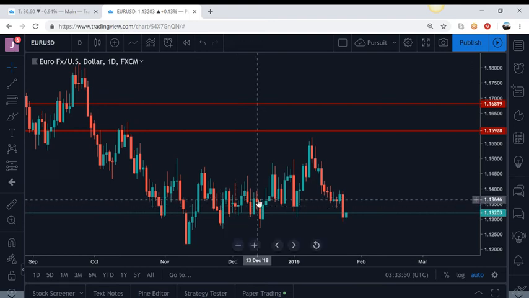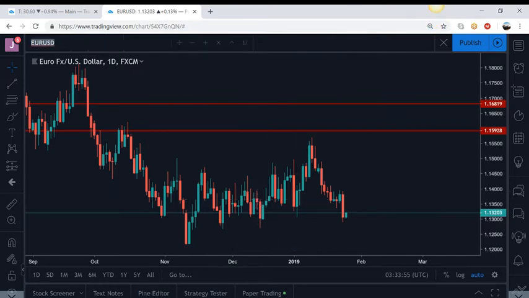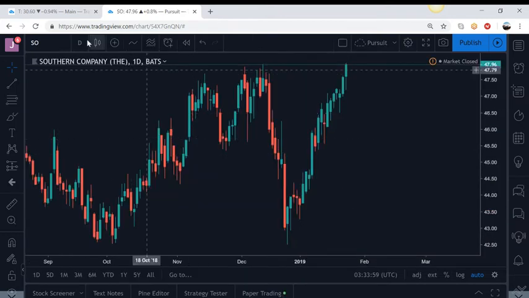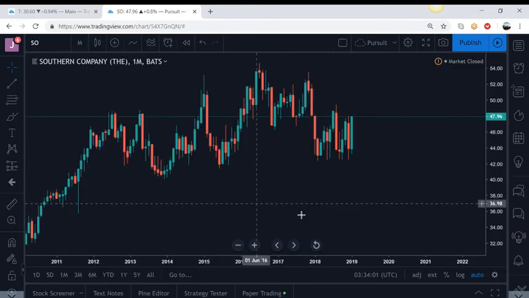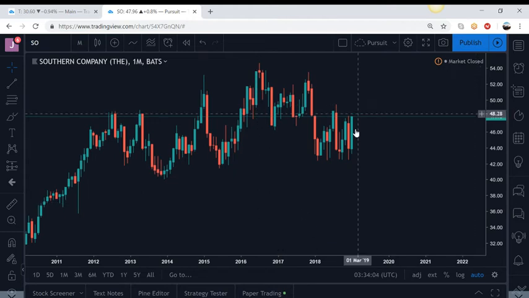All right, so let's see. SO is the actual stock. Southern. All right, let's look at Southern. Let's speed this up. We've got some consolidation, but even within consolidation, the market still has direction and polarity, no doubt about it.